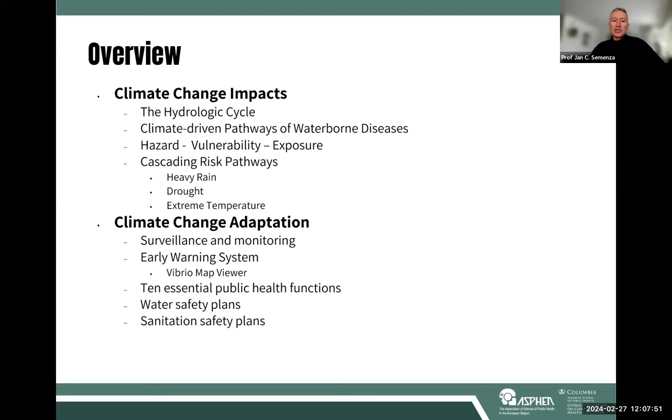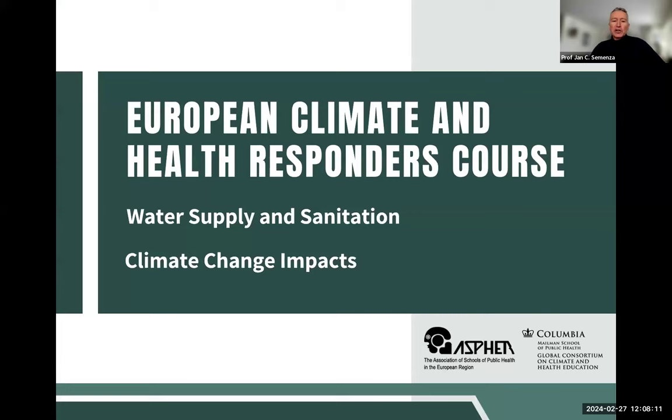In the second part of my talk, I will be speaking about climate change adaptation. What can we do when it comes to surveillance and monitoring? How do we build early warning systems? I will touch on the 10 essential public health functions, water safety plans, and sanitation safety plans. The first part now is illustrated here with climate change impact, and then I'll talk about adaptation in the second part of my talk.